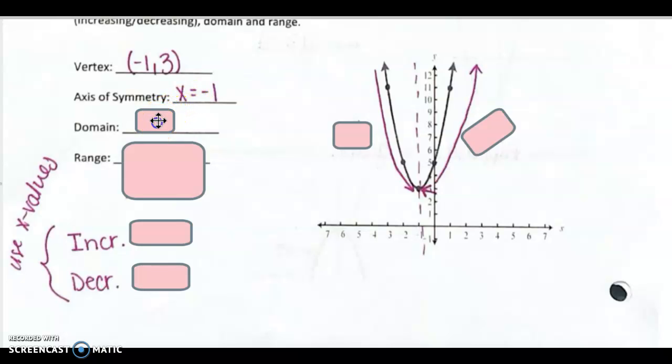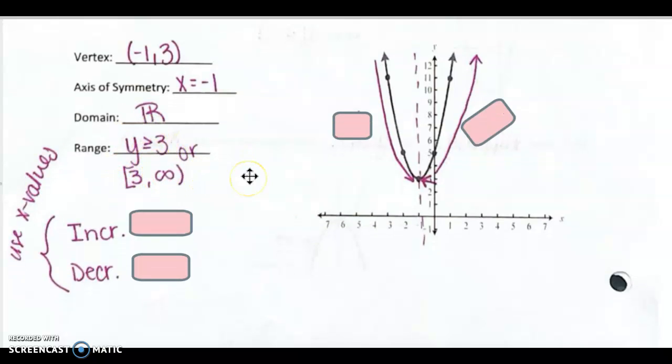The domain, remember, is always all real numbers. Our range, we're looking at the y values. So bottom to top here, this is the first y value that it uses. Okay, and that is 3. So these numbers here are going to be greater than 3. So we say y is greater than or equal to 3. And I would prefer you to use this notation because sometimes you'll mess this one up. But you can write it either way.